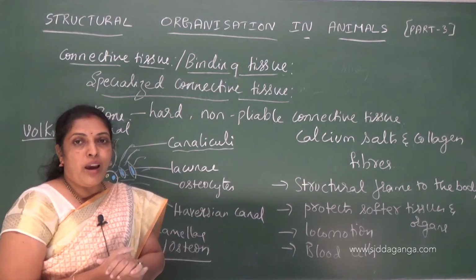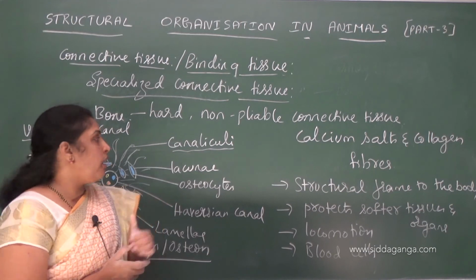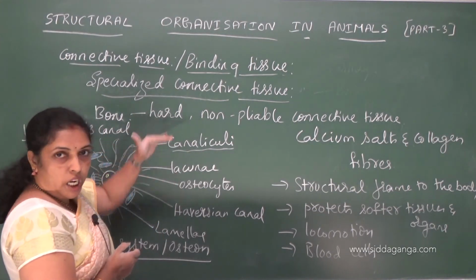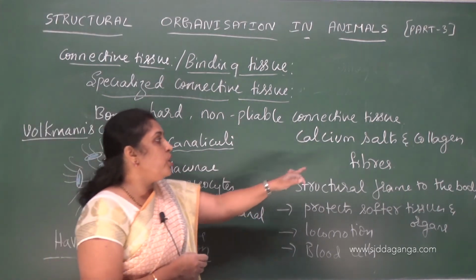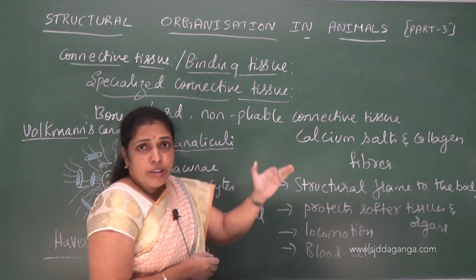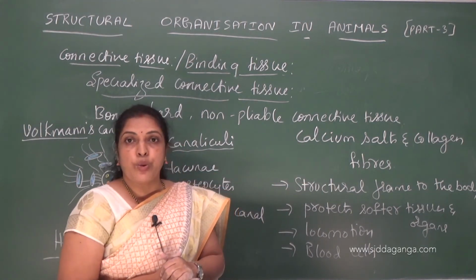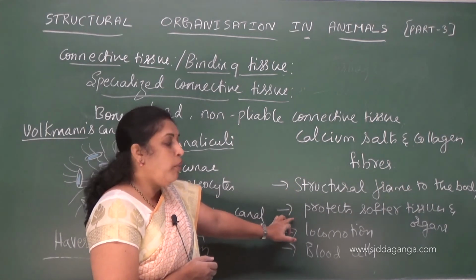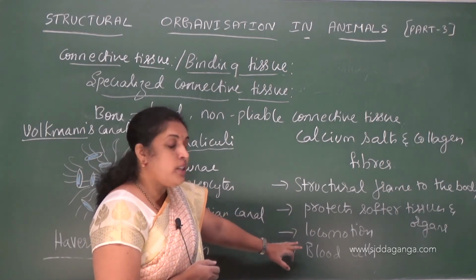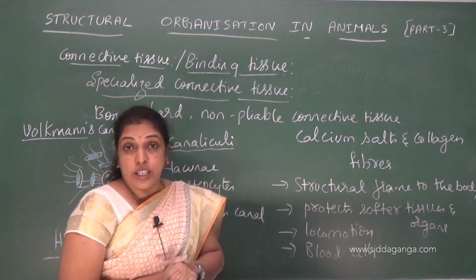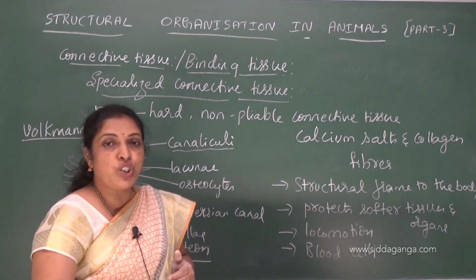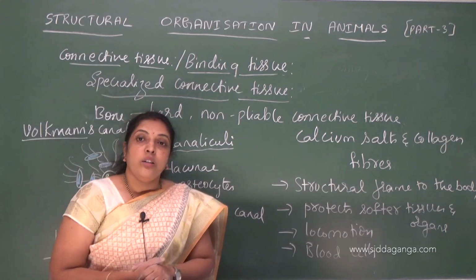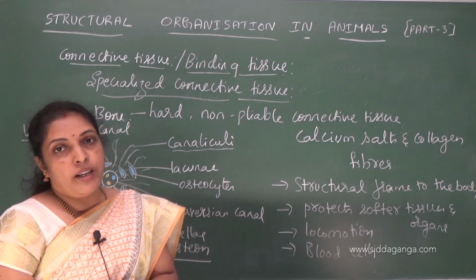So if they ask for the functions of bone, you have to write: it is a hard, specialized connective tissue, where we see the deposition of calcium salts and collagen fibers. It provides a structural frame to the body, protects softer tissues and organs. When it is attached with skeletal muscles, it helps in locomotion, and some bones are able to produce blood cells also.